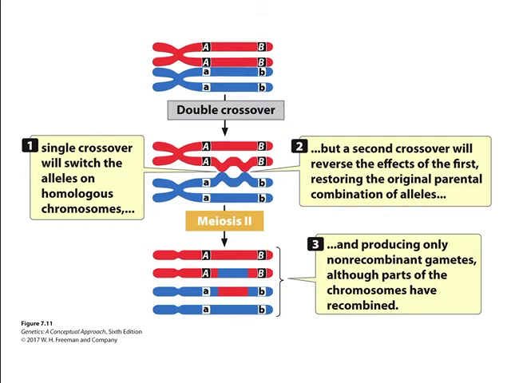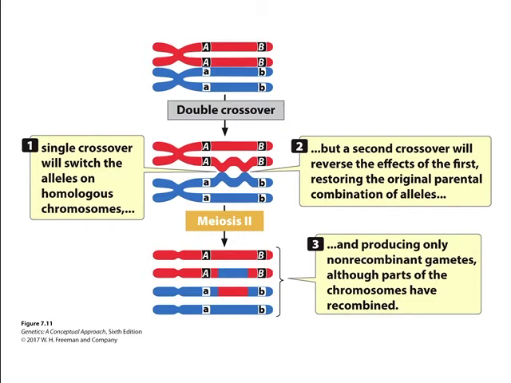For now, we'll just consider only double crossovers that take place between two of the four chromatids of a homologous pair. Three-strand and four-strand double crossovers, which are double crossovers that take place among three and four chromatids, are going to be discussed later. Okay? A single crossover between two genes produces combinations of alleles that were not present in the original parent, and a second crossover reverses the effect, and so that restores the original combination of alleles.